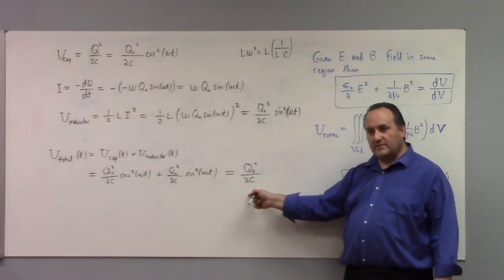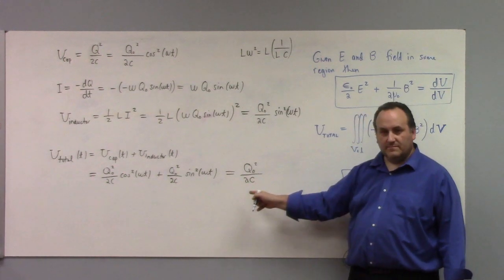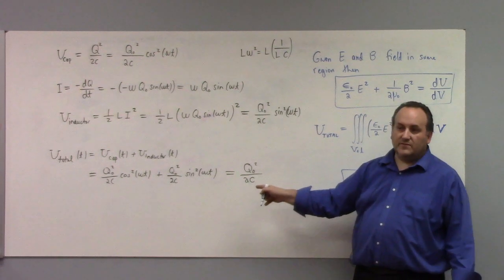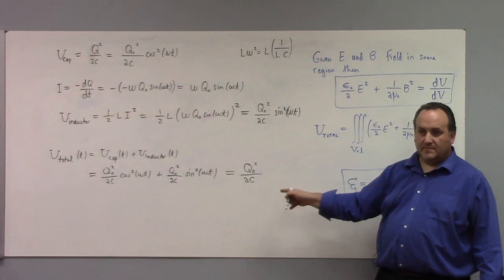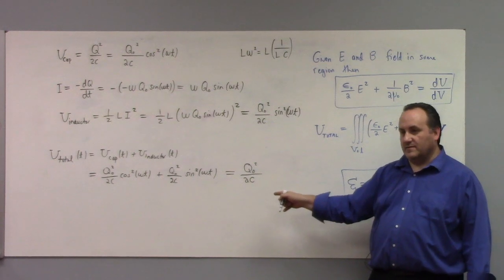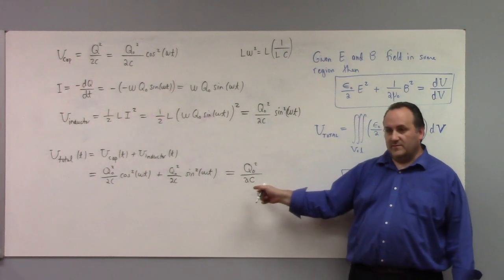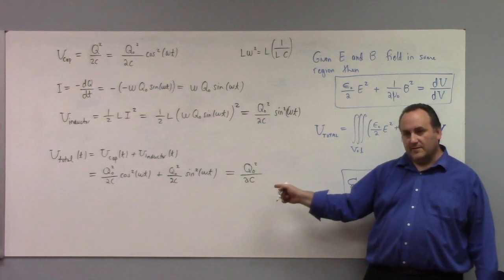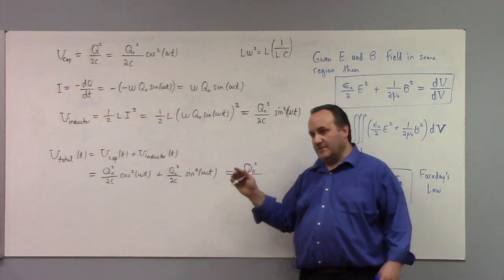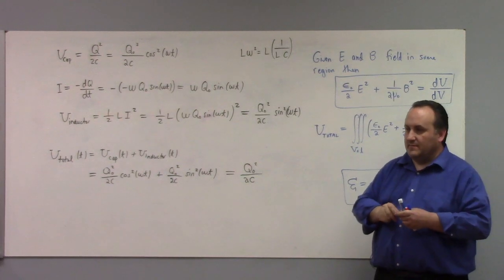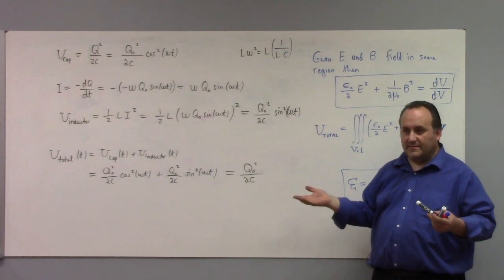Does this make sense? Why should the total energy just be this? What was the energy on the capacitor to start with in this story? The capacitor was charged to charge Q naught. What's the initial energy in the capacitor? Q naught squared over 2C. See, this is the initial energy stored in the capacitor. And what this story is telling you is that that energy is shared between the capacitor and the inductor as it flip-flops back and forth and back and forth. But there's always still the same amount of energy here. Energy's never lost. Why?